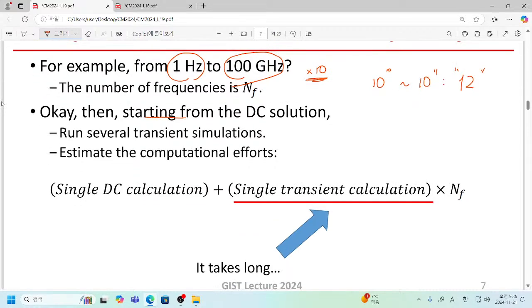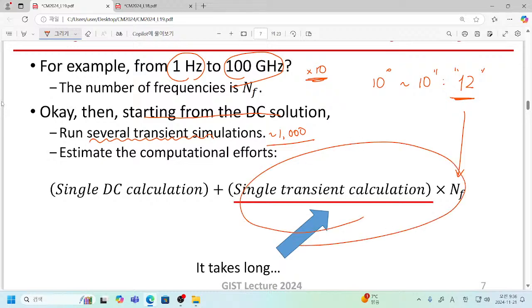Then let's start from the DC solution and run several transient simulations. How large is it? Several means that for each frequency we had to perform about 1000 solutions, and there were, for example, 12 frequencies, even if we have just a decade difference between neighboring frequency values. So the amount of time spent for this calculation is maybe 12 kilo solution procedures.